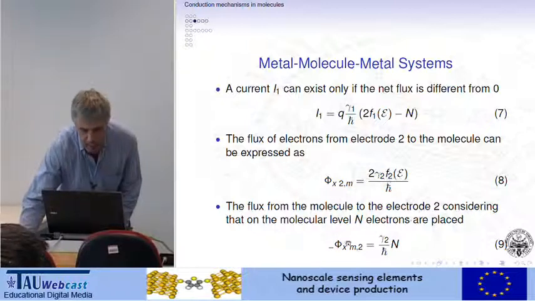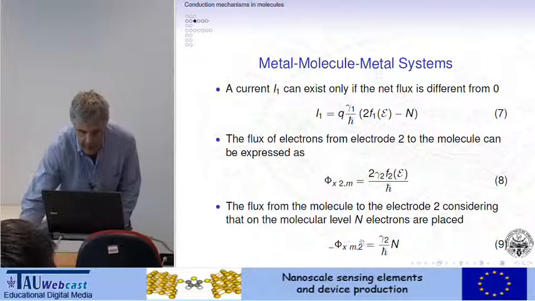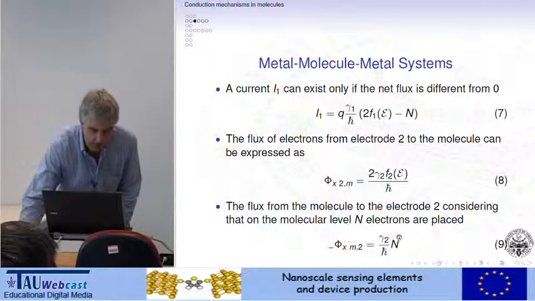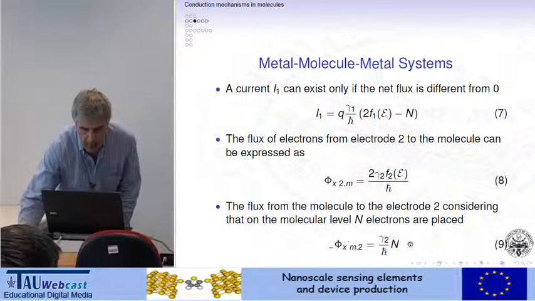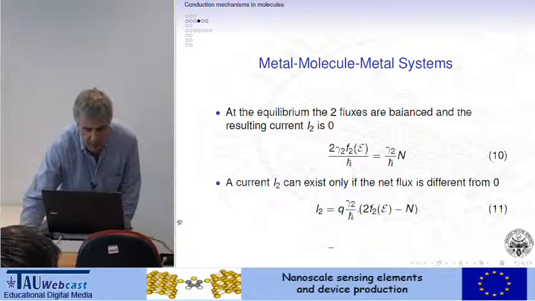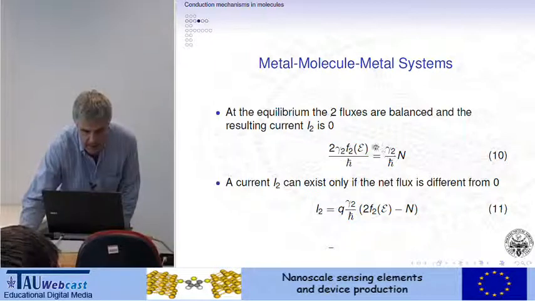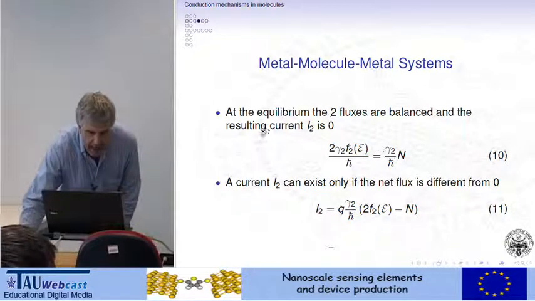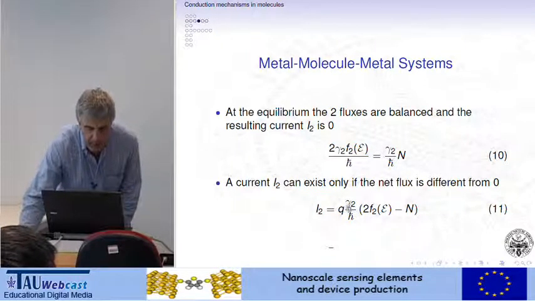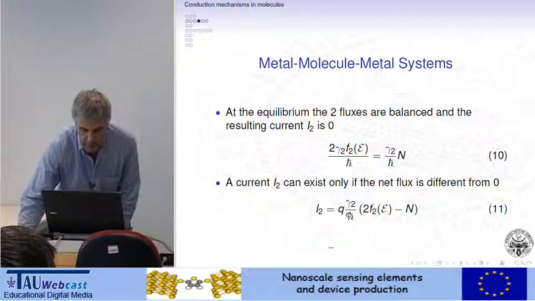And again, we have a flux from the molecule to the electrode 2, that is n, if we know that, times gamma 2 over h bar. Again, these two fluxes at the equilibrium must be exactly the same, and the current crossing the interface between molecule and electrons on the right is described by this simple expression.